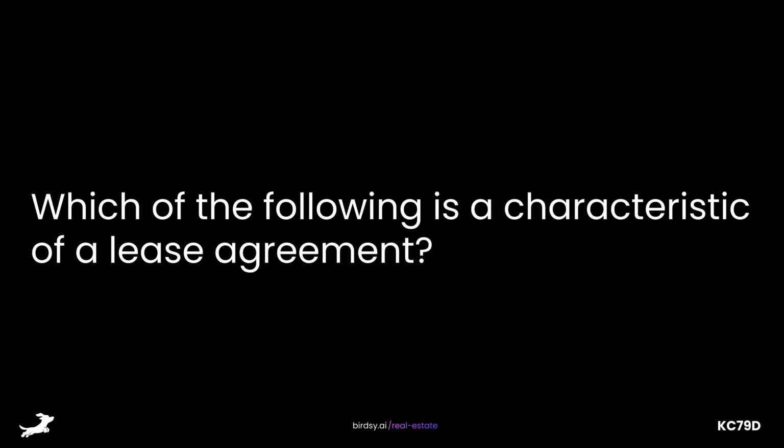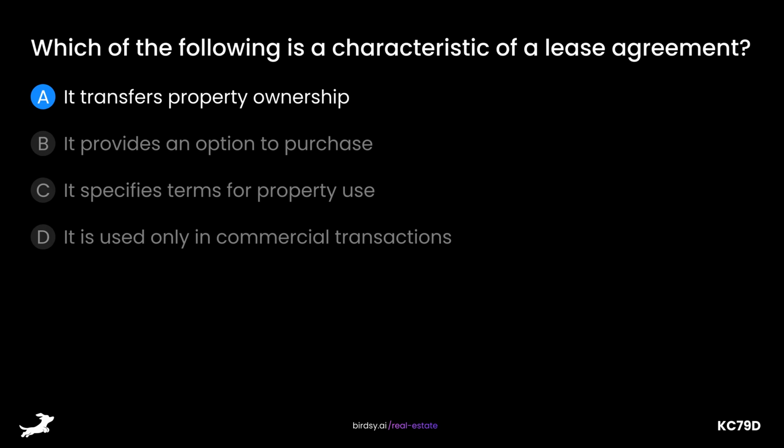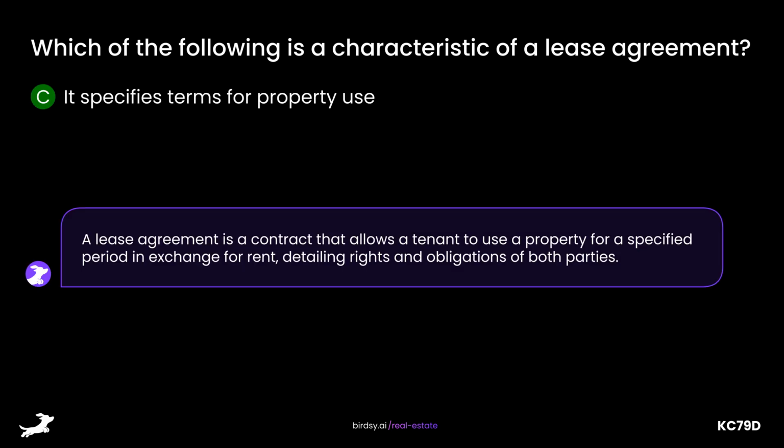Which of the following is a characteristic of a lease agreement? Is it A, it transfers property ownership, B, it provides an option to purchase, C, it specifies terms for property use, or D, it is used only in commercial transactions? The answer is C, it specifies terms for property use. A lease agreement is a contract that allows a tenant to use a property for a specified period in exchange for rent, detailing rights and obligations of both parties.